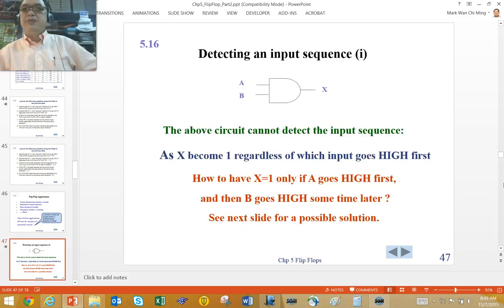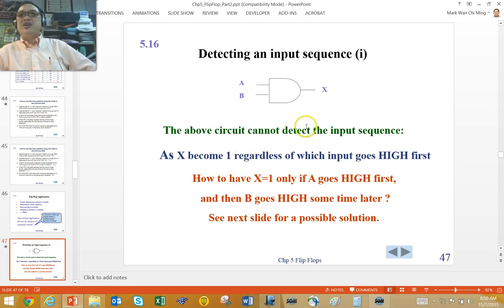Okay, for example, you look at this circuit, the two-input AND gate. It cannot detect the input sequence. Let's say 1 and 1 here, output will be 1, right? But whether the 1 is at A first or at B first, you cannot tell. The circuit cannot detect the input sequence. As X becomes a 1, regardless of which one is a 1, it will be a 1.